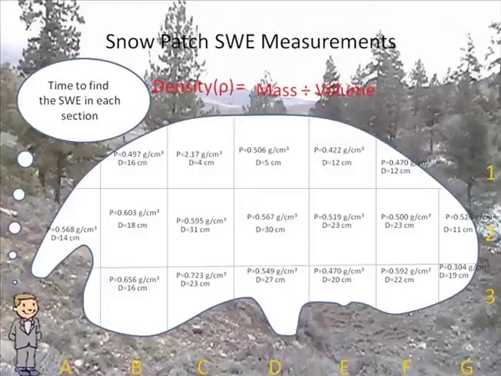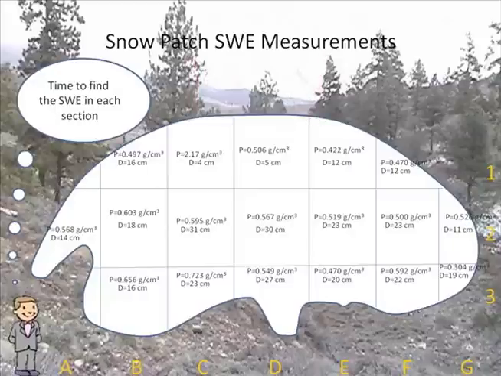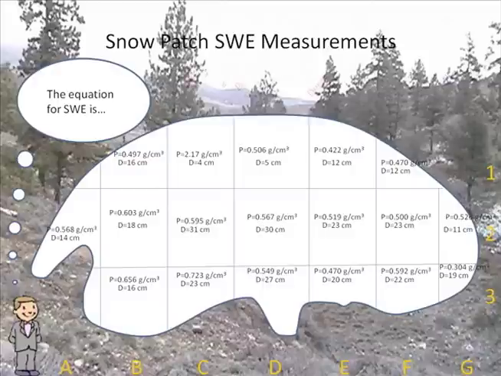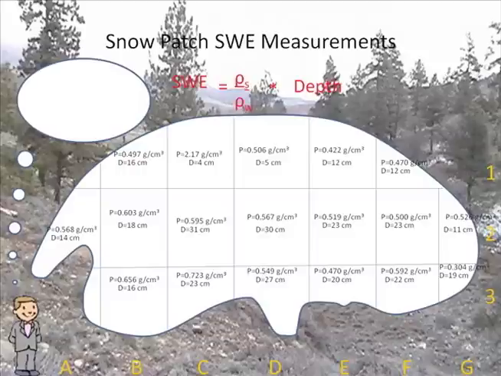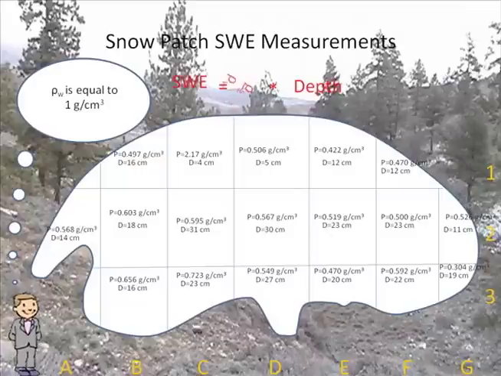Finally, we have all the information we need to find the SWE in each section. SWE can be found by taking the snow density divided by the density of water, which can be approximated at 1 gram per cubic centimeter. This quantity is multiplied by the depth of snow in each section. Again, here we'll show you how this is done in the first section.